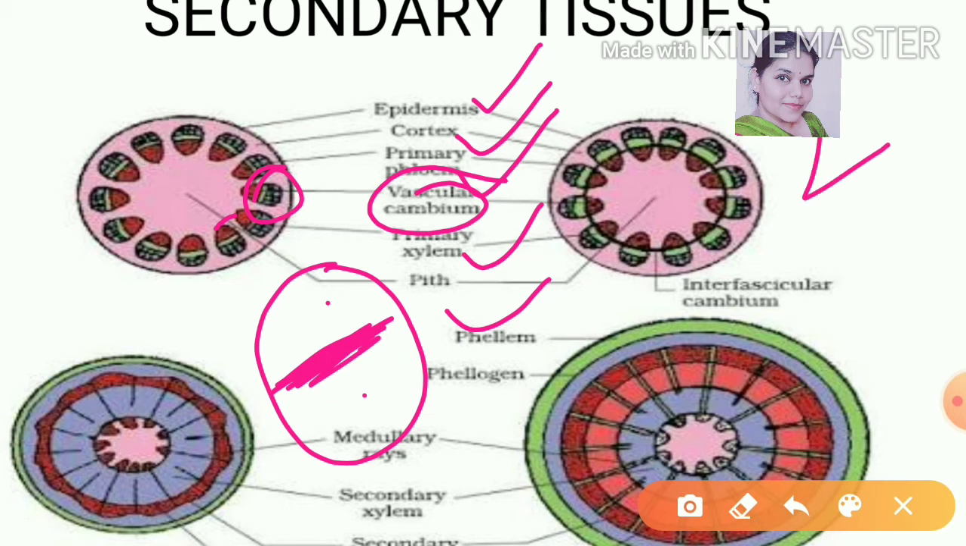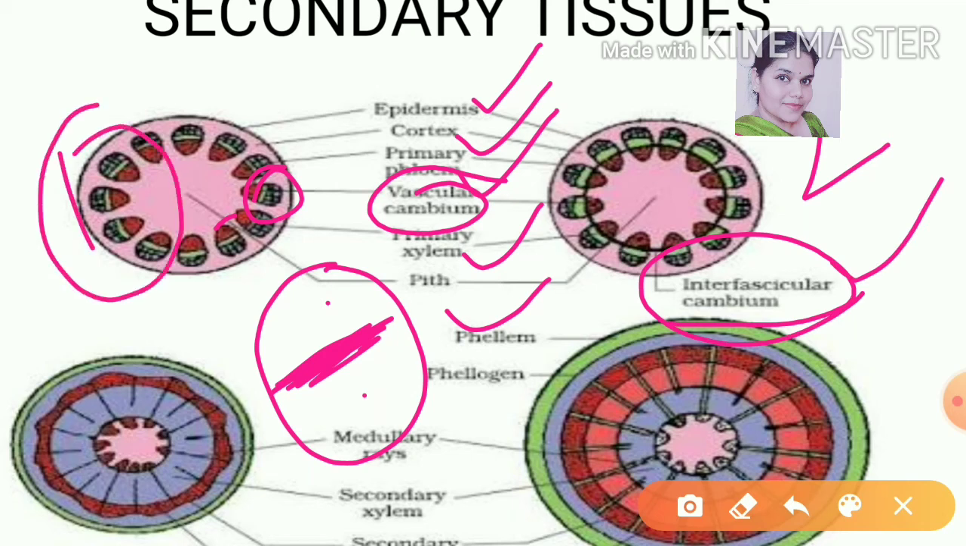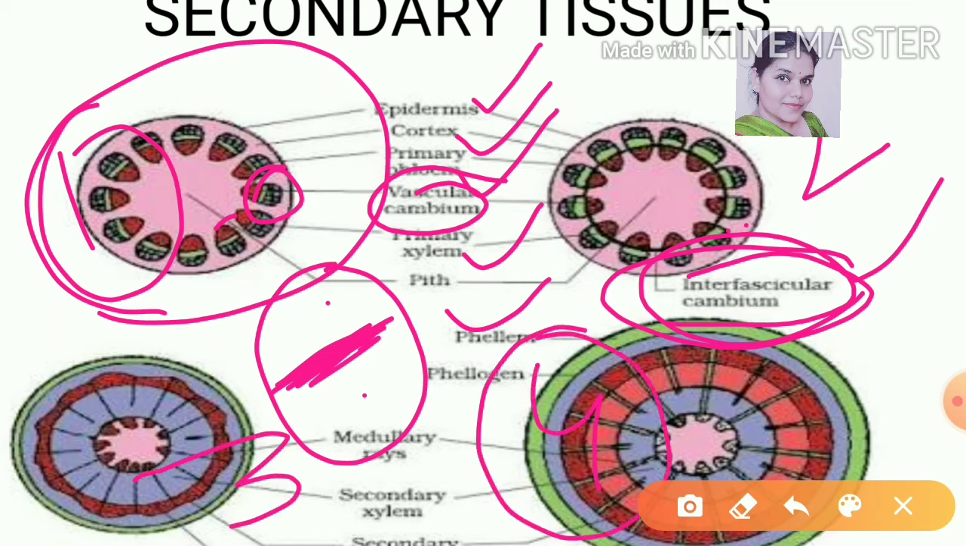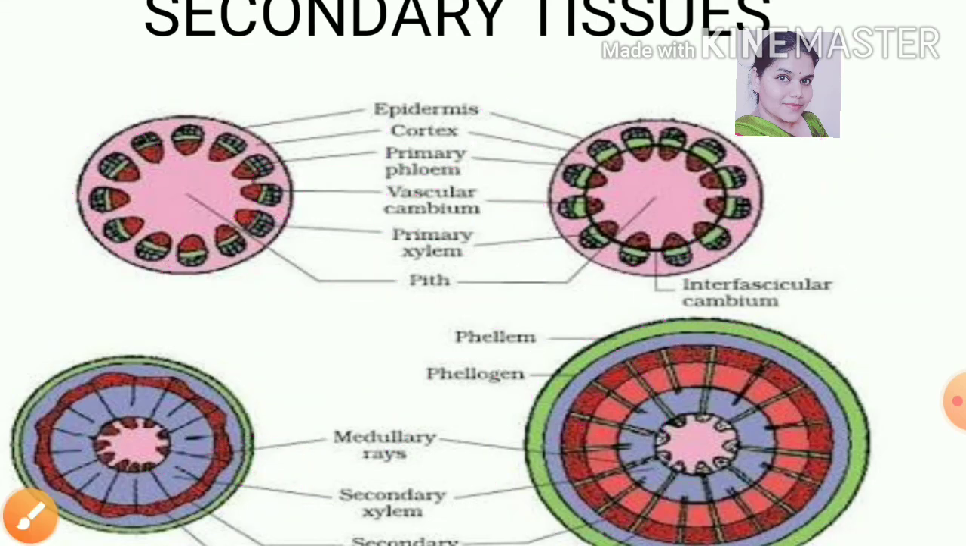But in this second diagram, there is interfascicular cambium. This is missing in the first diagram. Interfascicular means it is present between two vascular bundles. There are roughly 12 vascular bundles, and there is cambium present in between all of them, which forms a ring-type structure, absent in the first diagram. So once again, in the first diagram we can see intrafascicular vascular cambium, which is also present in the second image, but the interfascicular cambium is present only in the second image. The remaining third and fourth diagrams will be dealt with in upcoming videos when we deal with the topic secondary growth.